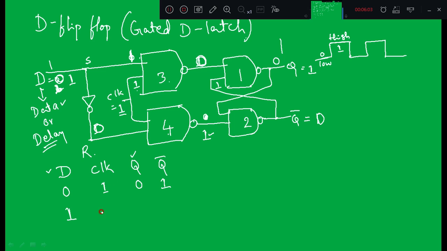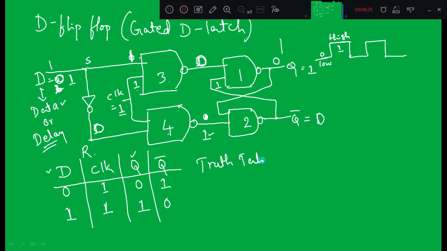right? So when D is equal to 1 and we apply the control input, what will we get? Q is equal to 1 and Q bar is equal to 0, right? So this is the gated D latch, or we can also call it a D flip flop, right? And this is the truth table of the D flip flop.